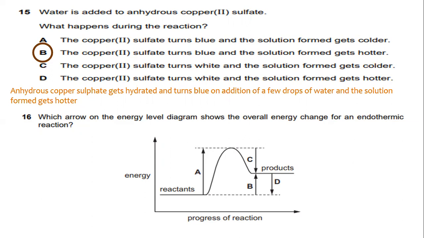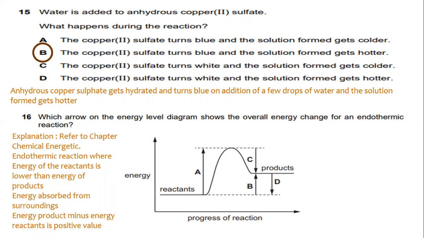Which arrow on the energy level diagram shows the overall energy change for the endothermic reaction? Refer to the chapter on chemical energetics. In an endothermic reaction, the energy of the reactants is lower than the energy of the products, and energy is absorbed from the surroundings, so energy of products minus energy of reactants is a positive value. It's not a negative value. If it were negative, instead of endothermic, it would be exothermic. So the answer for this would be B.